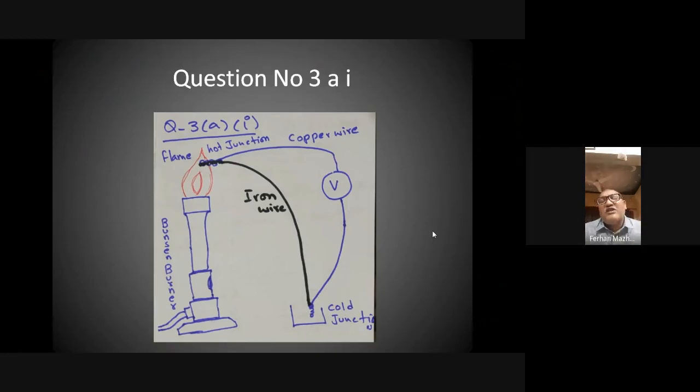and the voltmeter shows deflection. The deflection on the voltmeter is directly proportional to the temperature difference between the hot junction and the cold junction. So the greater the temperature difference, the greater will be the reading on the voltmeter. And the smaller the difference of temperature, the smaller will be the reading on the voltmeter. So that voltmeter reading can be calibrated for temperature. This is what you have to do.